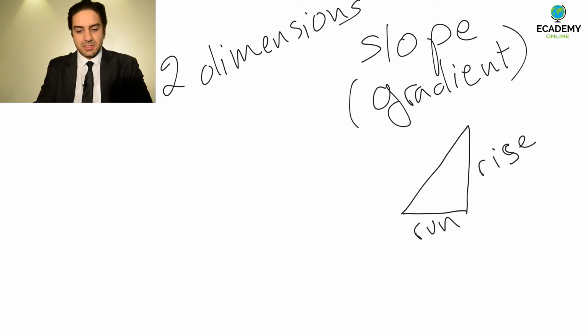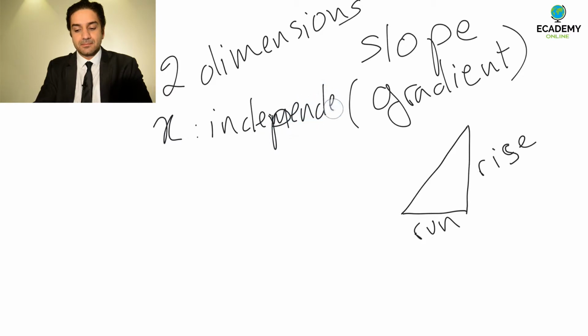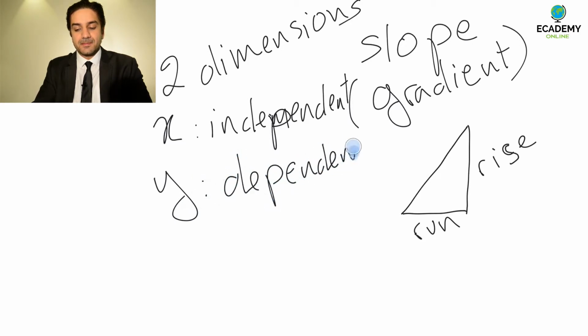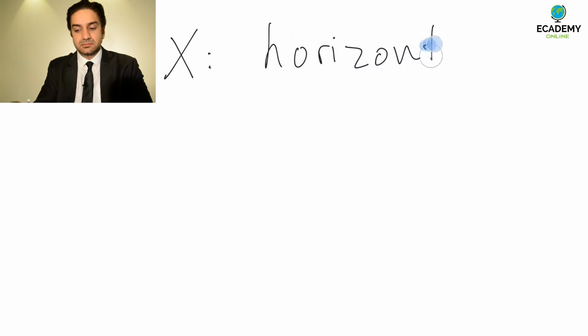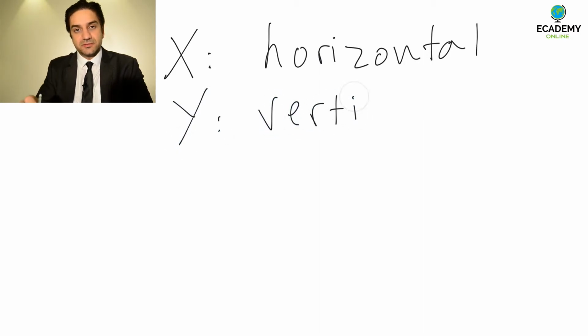So, when I say 2 dimensions, I usually mean the x referring to the independent variable and the y referring to the dependent variable. My x is horizontal, my y is vertical, but you already know this from the coordinate system.